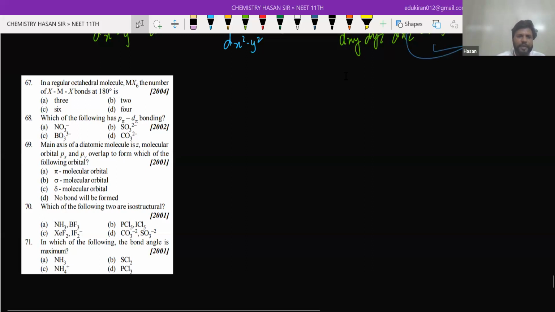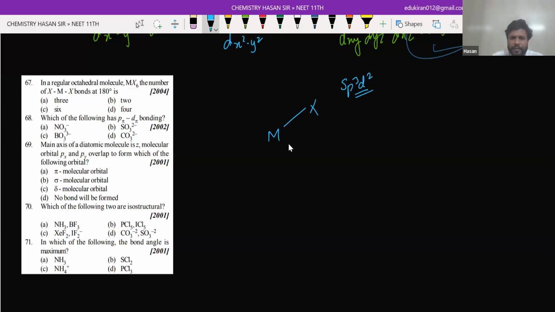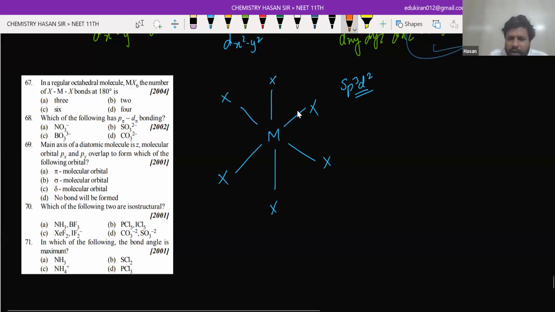Okay, no problem. See, very simple. If you know the geometry of this MX6, octahedral, that means sp3d2. Yes or no? There is no lone pair. So M, X is here, X here, X here, X here, X here, and X here. How many 180-degree angles? You can see first, second, and third. That means three. Yes or no?